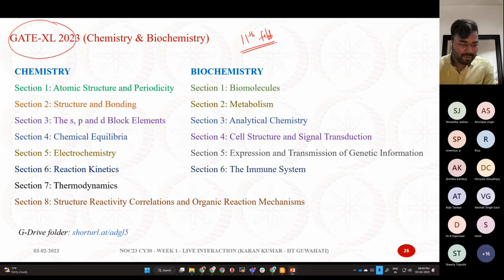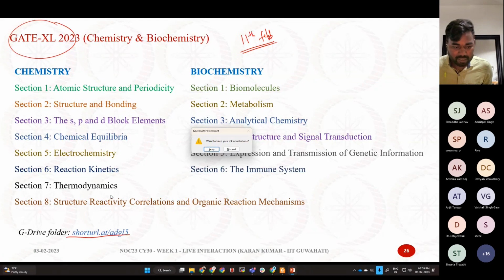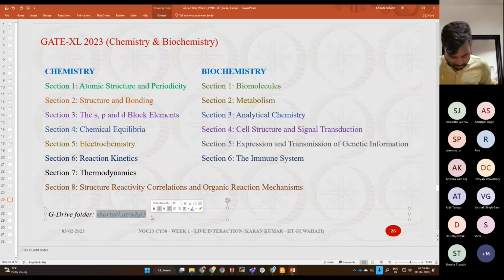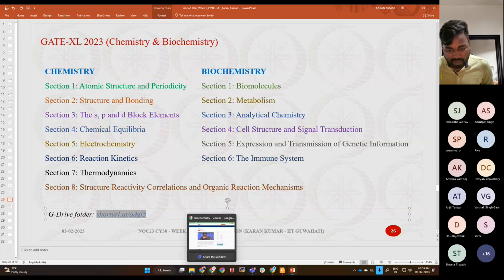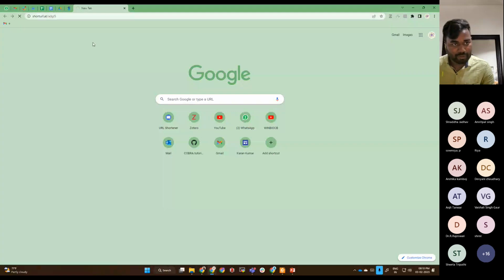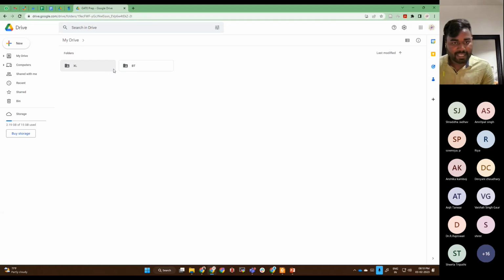Okay, so I have uploaded all the different resources, like the previous year question papers, the syllabus, and the study material like the chapters from NCERT, in this drive folder. Once you go through this drive folder, you will find two different folders, Excel and BT. BT is for the biotechnology GATE exam and Excel is for the life sciences.